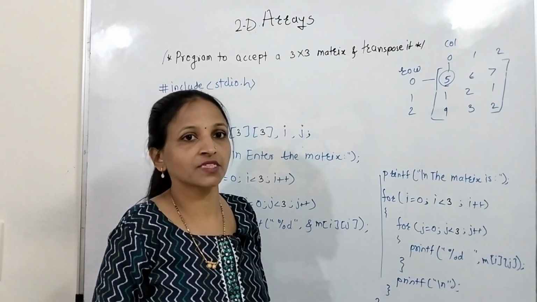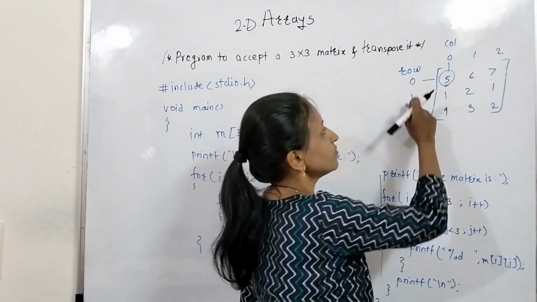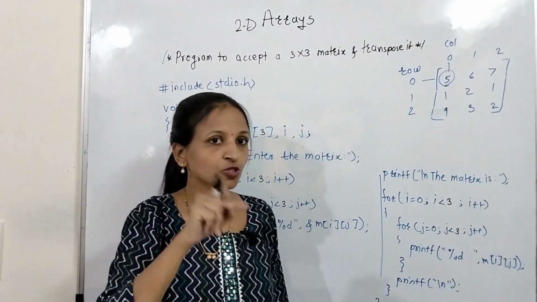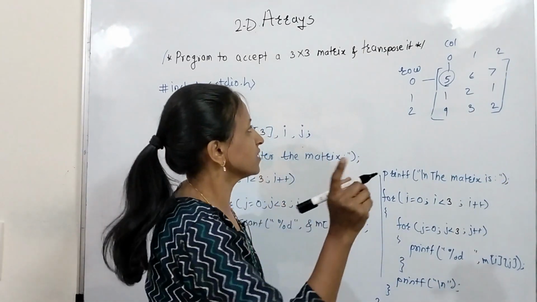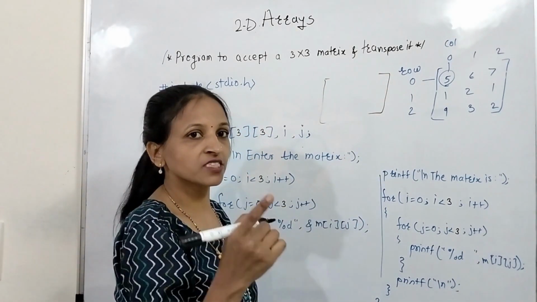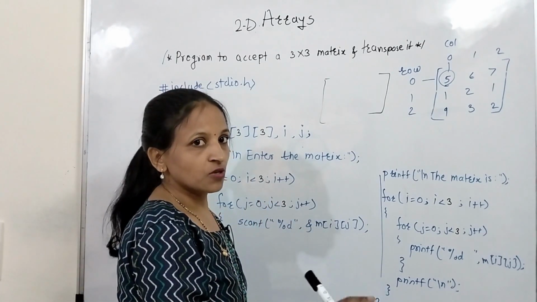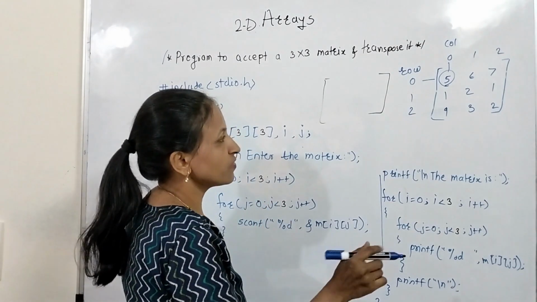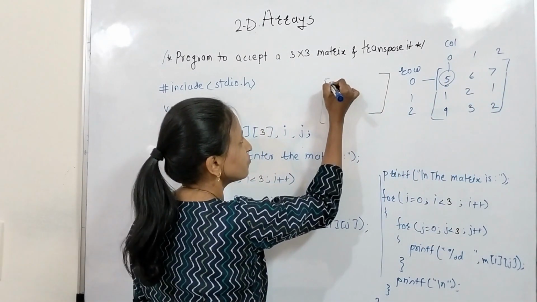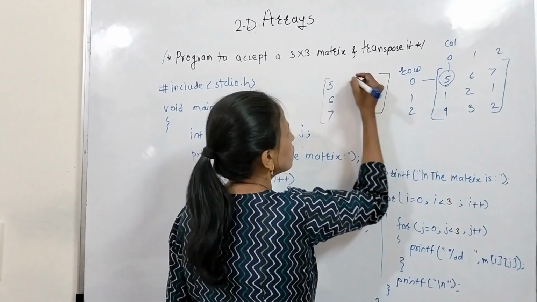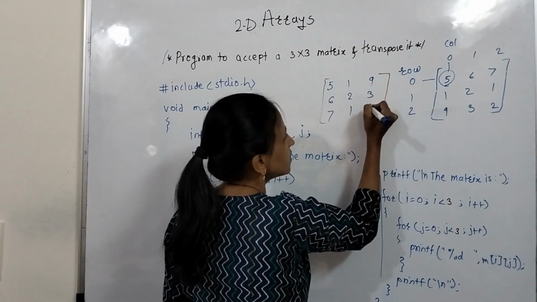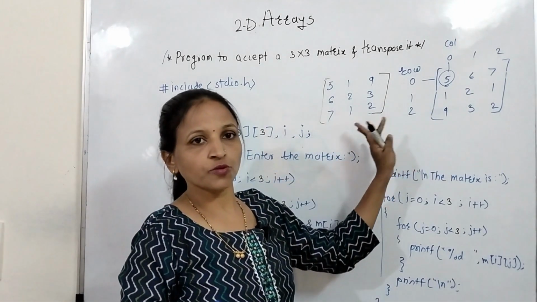Now how is the concept actually? First see, let this be a matrix like 5 6 7, 1 2 1, and 9 3 2. Then the transpose of this matrix will be like this. The rows will get converted into columns and columns will get converted to rows. The transposed matrix will be like this: the first row will be the first column of that matrix, like 5 6 7, then 1 2 1, and then 9 3 2. This is the transposed matrix of this one.